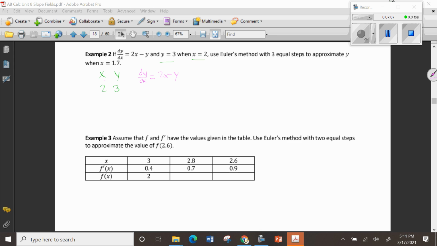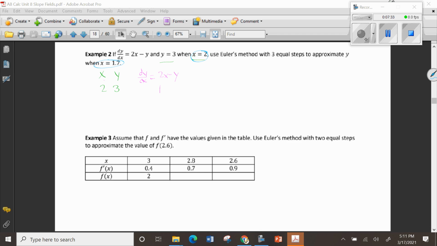And I'm going to put in my point 2, 3 for x and y. So I'm going to say 2 times 2 is 4, minus 3 is 1. So I have a slope of 1 at the point 2, 3. Then I have to say, well, the slope is 1, but what am I changing by? So we need to think about what this is asking us to do. I'm starting at 2, and I am going to 1.7.